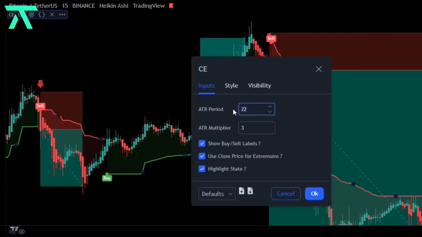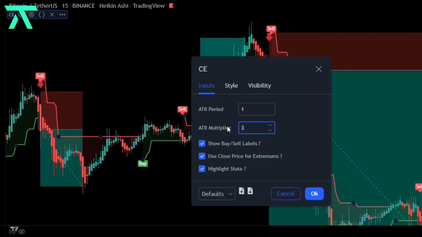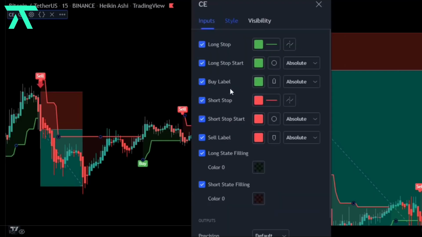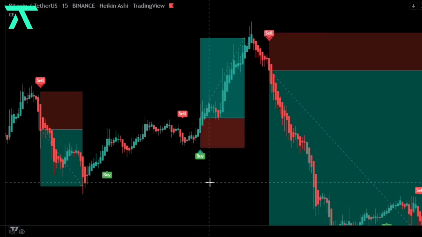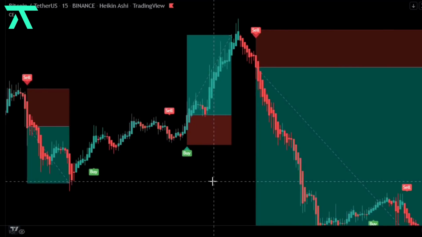From the inputs section in the first option, I change the number 22 to 1. I also change the number of the second option to 2.3. In the style section, except for the buy label and sell label options, disable all options. Well, the first indicator was prepared.